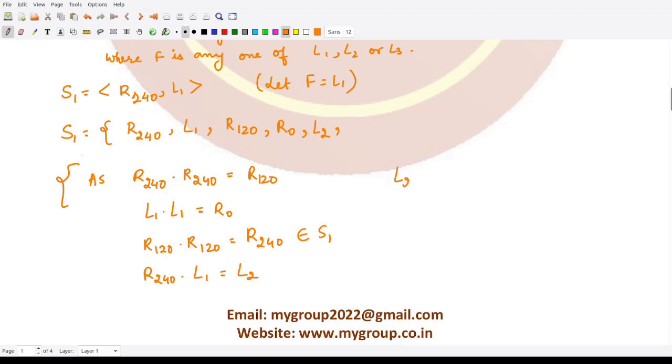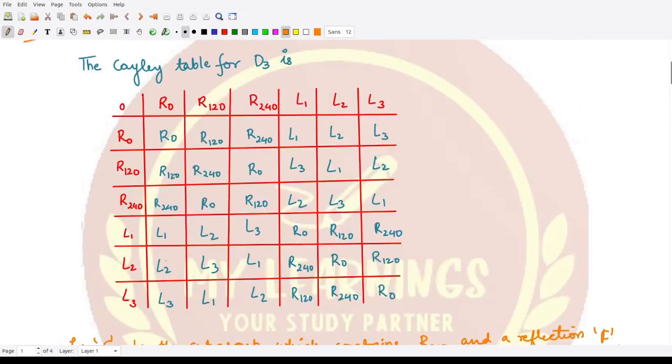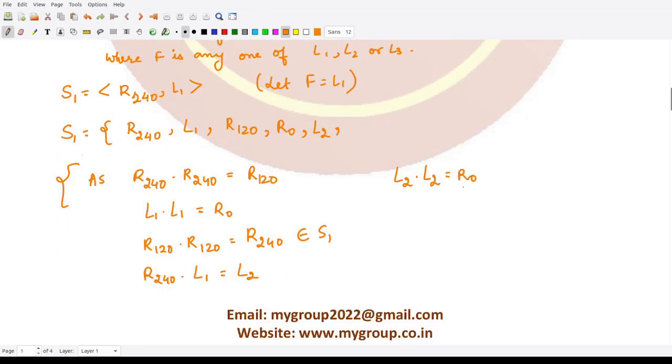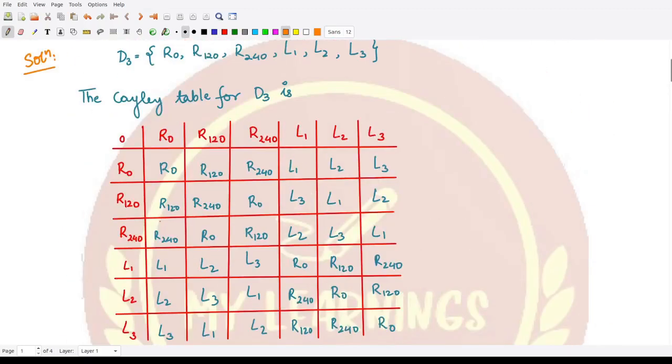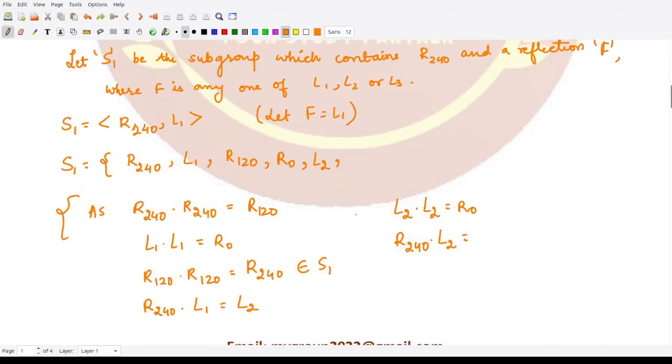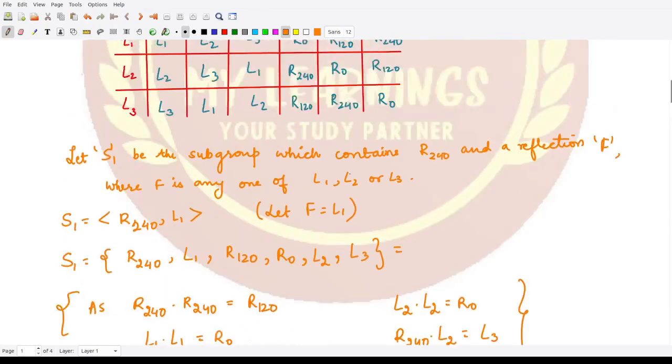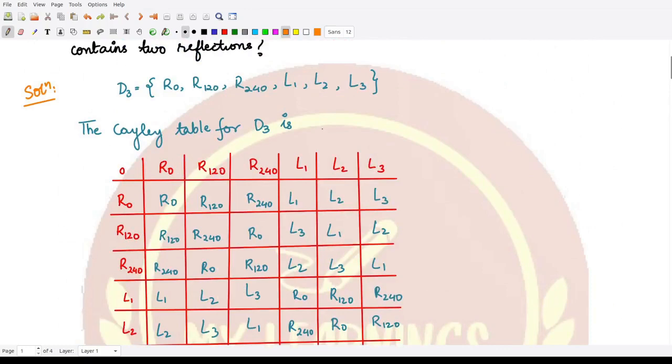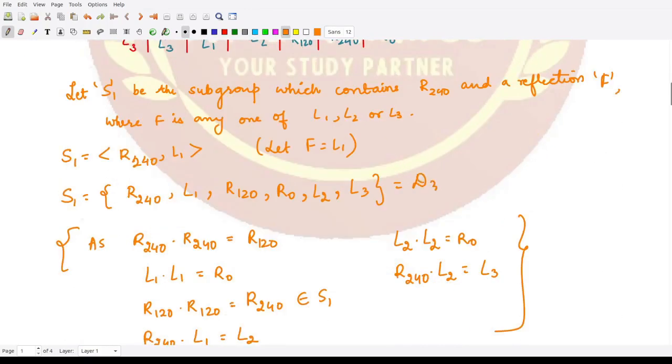Thereafter we can check what is L2 composed with L2. You see we have R0, so no need to write it again, as R0 is already present within S1. So what else is left? We can check R240 into L2. R240 is here, L2 is here, it is L3. So we also have L3 present within our group, right? So you see, by doing this calculation, you have all the elements which are present in D3. Hence, your S1 is nothing but D3, right?